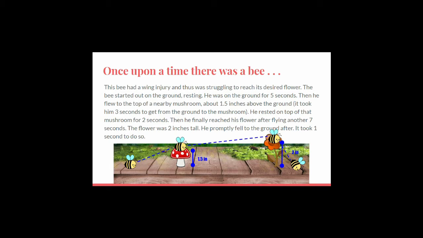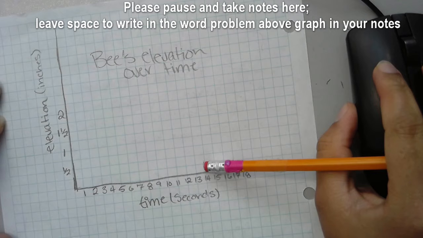He finally reached his flower after flying another 7 seconds, so like pretty long time, and the flower was 2 inches tall. He promptly fell to the ground after, poof, oh gosh, this bee just can't catch a break, and it took 1 second to do so. Sad story. Weird dimensions. Still is graphable.